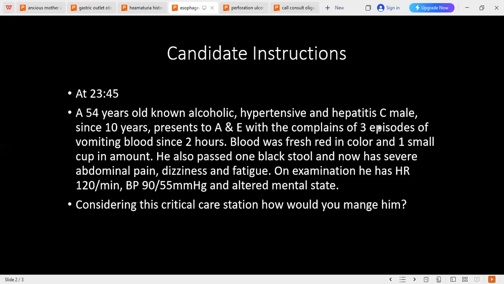Please tell me the contraindications, when you will not choose to do that. The contraindication of this Minnesota tube is if there is a recent gastroesophageal surgery, if there is an esophageal stricture, or if there is an esophageal tear. Very good. Thank you. Excellent.